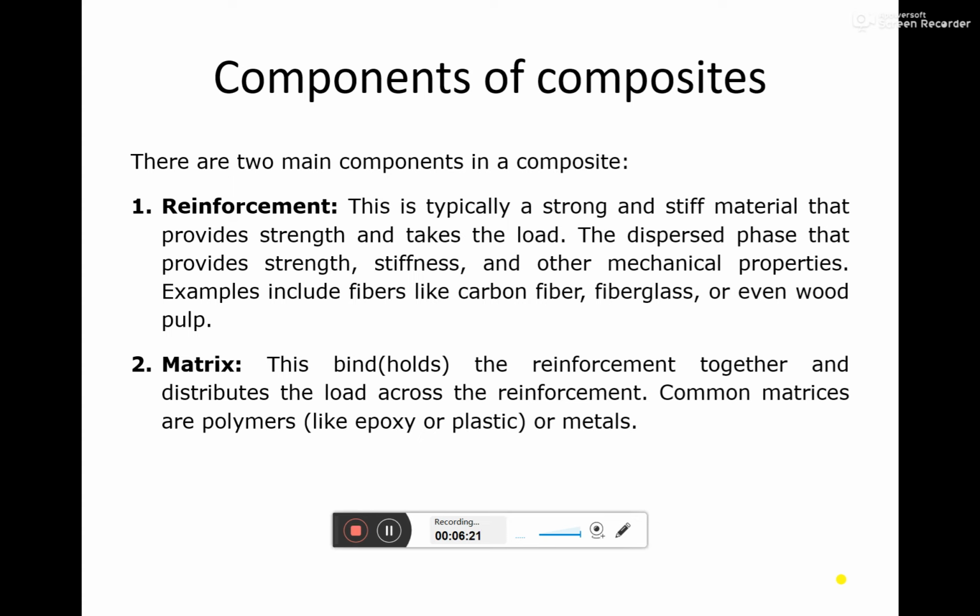So what is the main property for which we have to use the matrix? This matrix holds the reinforcement.